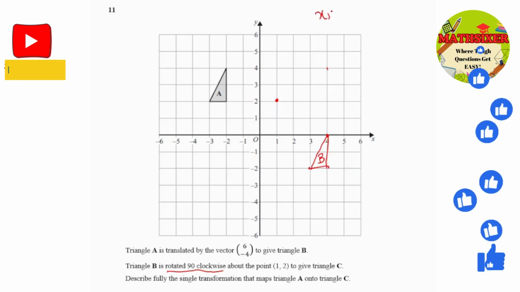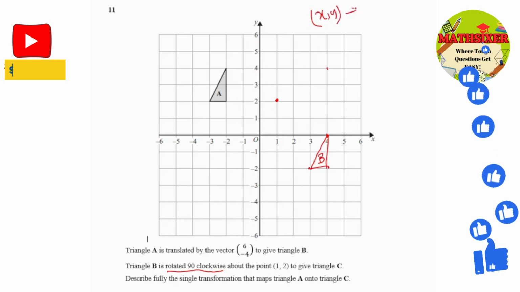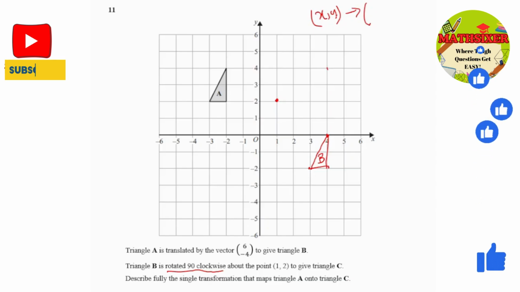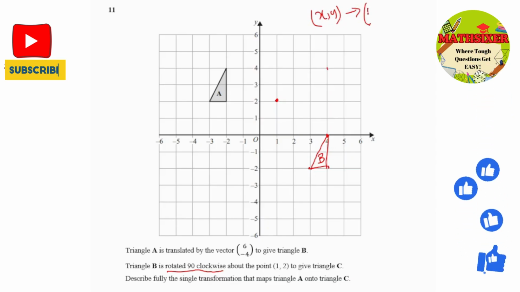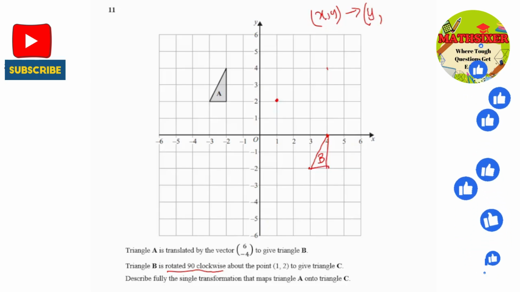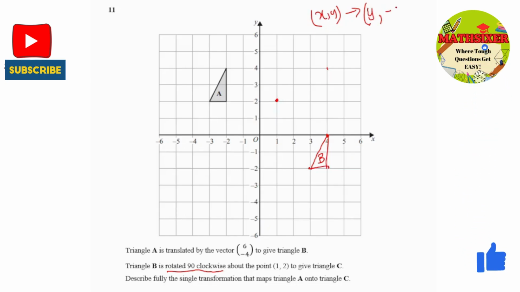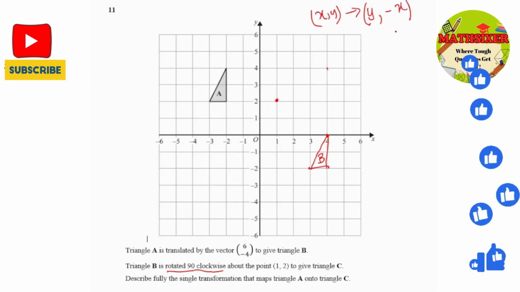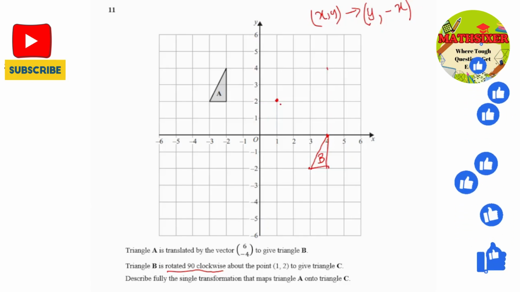If you have x, y values, you just simply change them: the y value becomes your x value, and the x value becomes your y value, but we're going to use minus x values. Okay, so let's start. So this is our center point now.